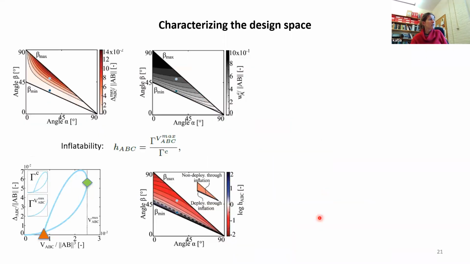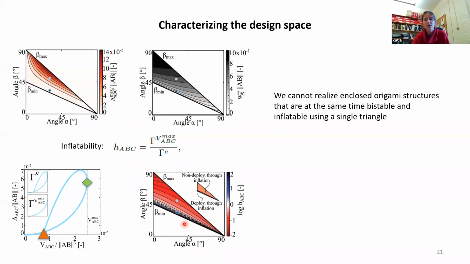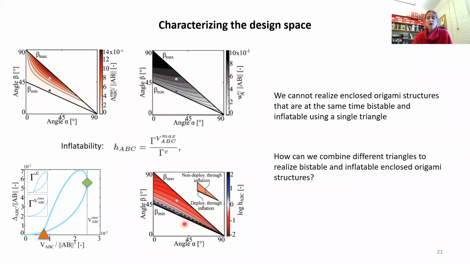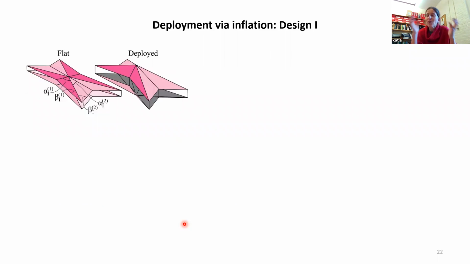All right, so now we see that we're running into an issue, because what this plot is telling us is that we cannot make a bistable structure that is inflatable out of a single triangle. If I want to make it bistable, I need to choose a triangle closer to the upper boundary. If I want to make it inflatable, I need my triangle to be closer to the lower boundary. So a structure made of a single triangle is not going to work. Now the question is, can we somehow combine different triangles to realize enclosed structures that are both inflatable and bistable? This is what we're going to try now.